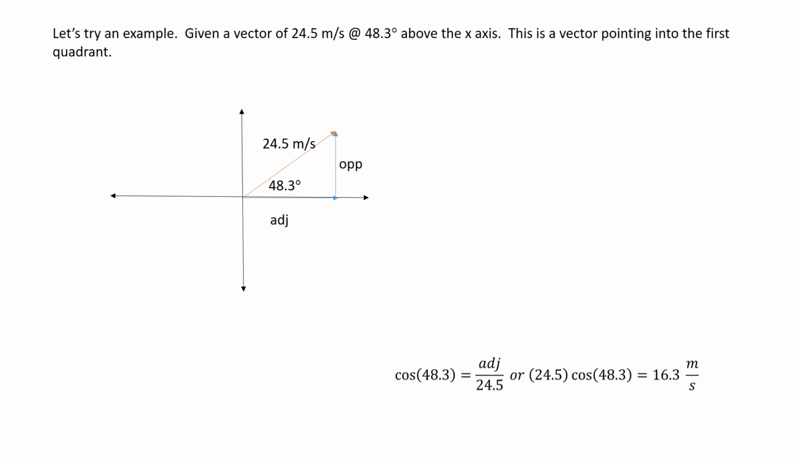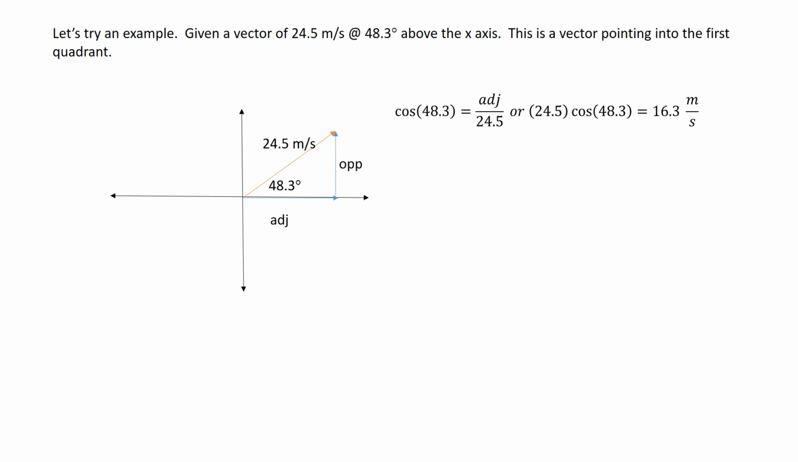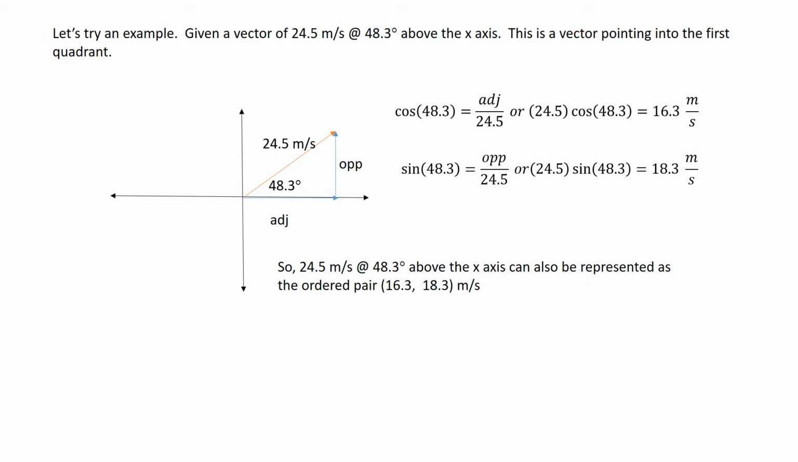There's my opposite and my adjacent sides. Well, I just do the formula. The cosine of 48.3 is equal to the adjacent divided by the hypotenuse. Rearranging, 24.5 times the cosine of 48.3, I get 16.3 meters per second. Similarly, I do the opposite side. Sine of 48.3 is opposite over 24.5. Rearranging, 24.5 times the sine of 48.3, I get 18.3 meters per second.